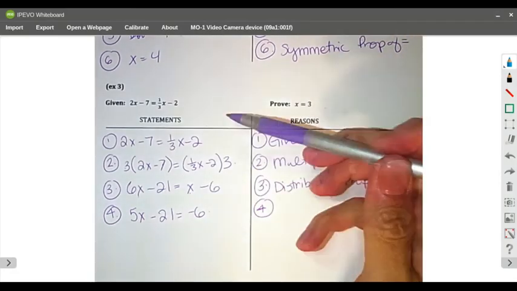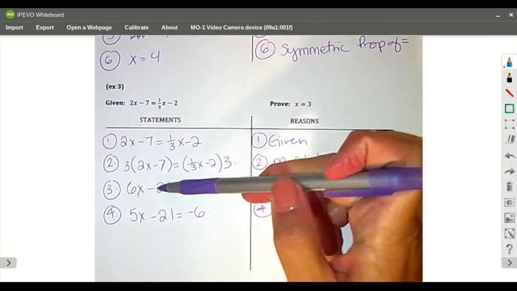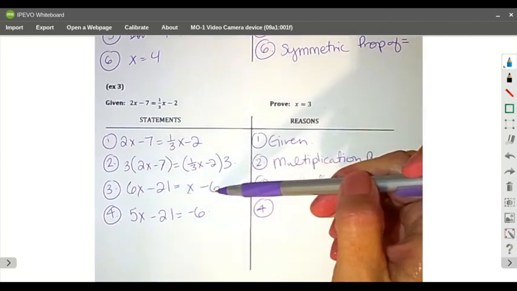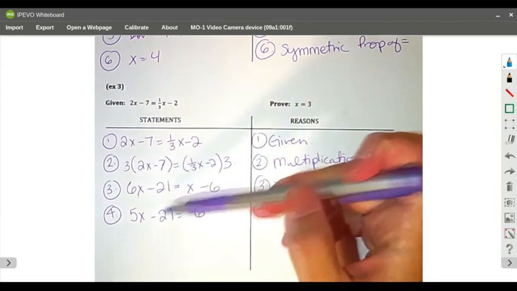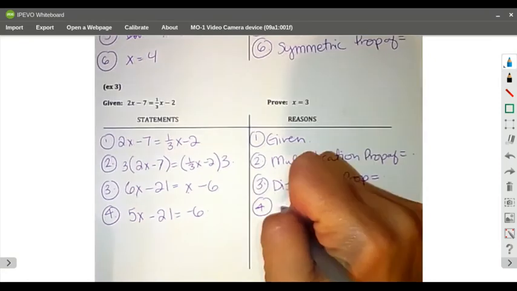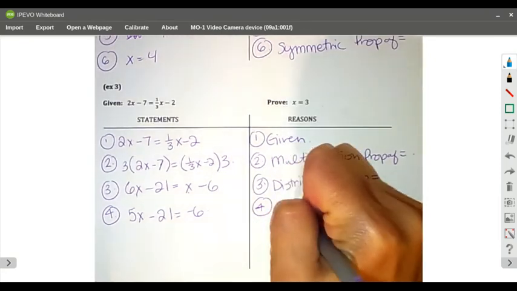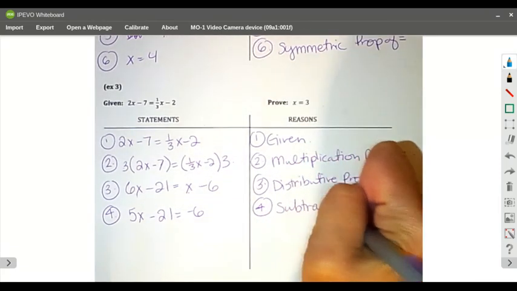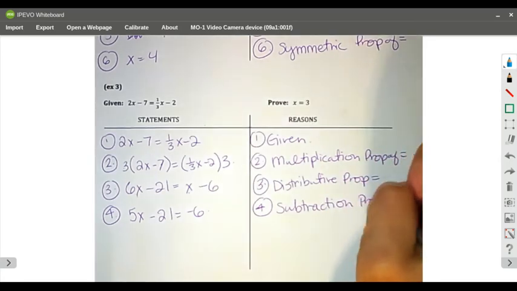Also, you want to always do one thing at a time. So I couldn't bring the x over and bring the 21 over in one step. That's personally what I would typically do when I'm solving an equation like this. I would have done it all at once. But because you have to give a reason for each one, you can't do that. So I subtracted x from both sides. So this is the subtraction property of equality.